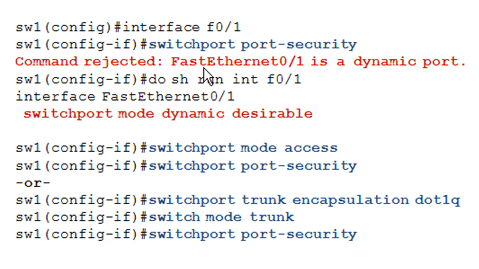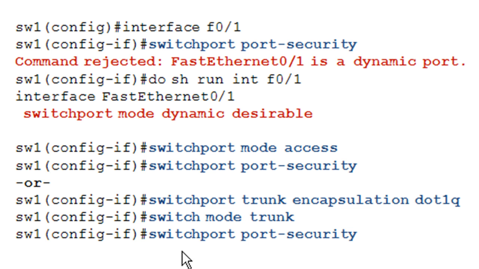If you get this command rejected, this port is a dynamic port. Basically that's telling you that the port is running DTP. And we do a show run interface, and we see that the switchport mode is dynamic desirable. We don't need to get into that. That's beyond the scope of this lesson. But basically you're going to have to configure one of two things. If you're running an access port, which is basically going to an end user, then you can issue the switchport mode access. That takes us out of dynamic. It's no longer trying to negotiate trunking when you do this. It disables DTP, and then you can go ahead and put on your switchport port-security command.